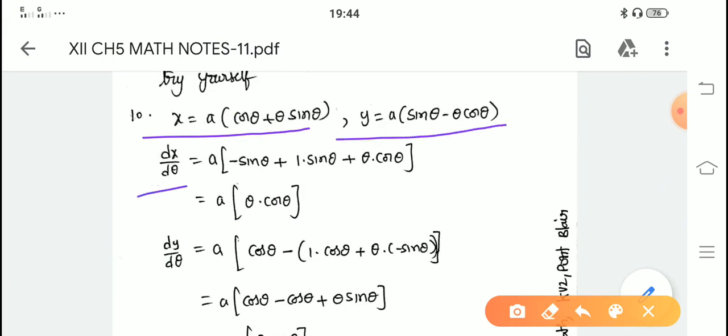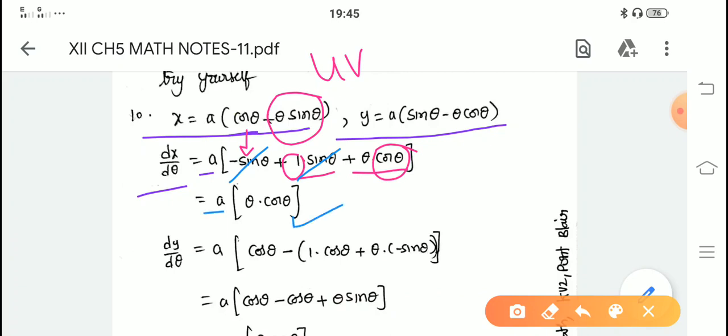First, dx by d theta. A is outside. What is the cos theta derivative? Minus sin theta. Then for theta into sin theta, the UV rule should be applied: 1 into sin theta plus theta into cos theta, because theta derivative is 1 and sin theta derivative is cos theta. Then minus sin theta plus sin theta cancel, and we get a theta cos theta.